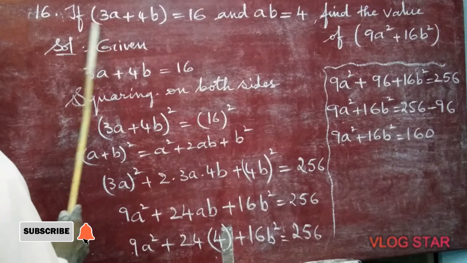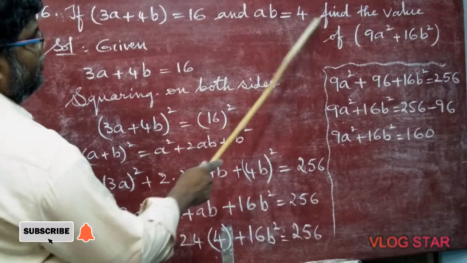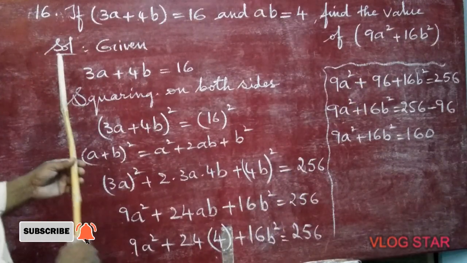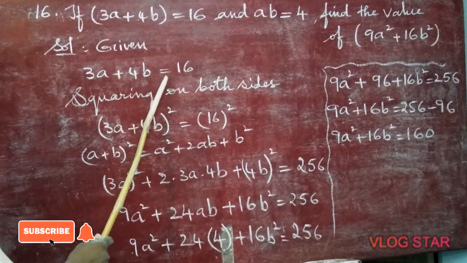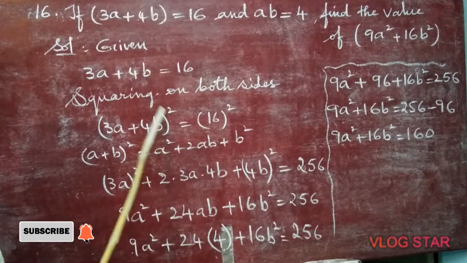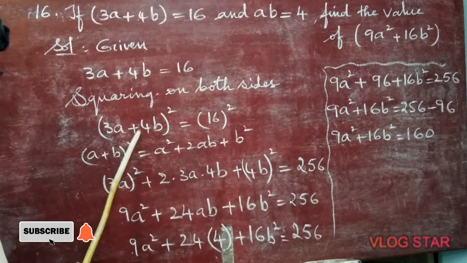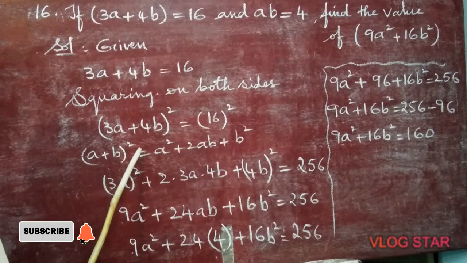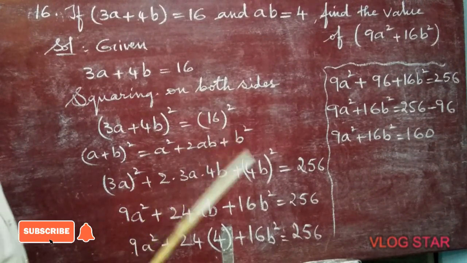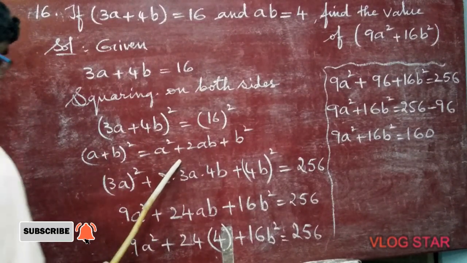16th problem. If 3a plus 4b is equal to 16 and ab is equal to 4, find the value of 9a square plus 16b square. Solution. Given 3a plus 4b is equal to 16. Squaring on both sides, both sides we have to square. 3a plus 4b whole square is equal to 16 square. This is in the form of a plus b whole square. Left side it is in the form of a square plus 2ab plus b square. Always you have to mention the formulas. What formulas you are using in the problem, you have to mention compulsory.